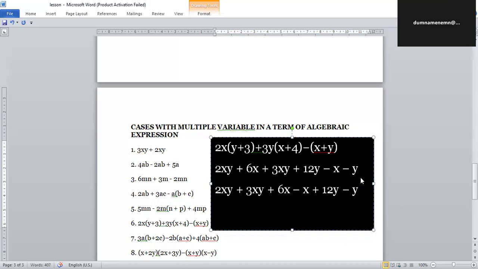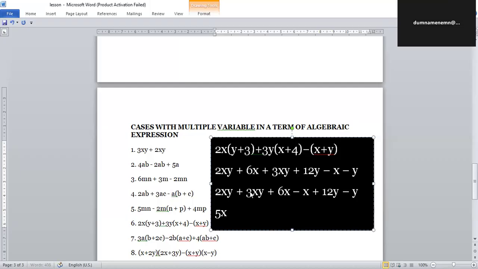All right, so to get the final result, you're going to add and subtract. 2 plus 3 is 5. So I'm going to have 5xy. 6x minus x. That is 6 minus 1, the coefficient. You're going to have 5x. Then 12y minus y, 12 minus 1, I'm going to have it to be 11y. So that is the final answer for question 6.